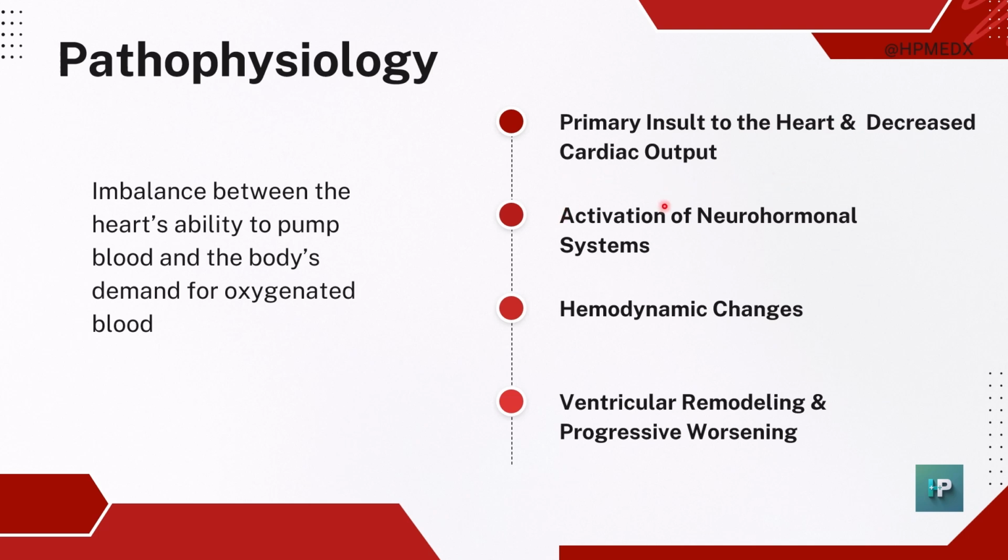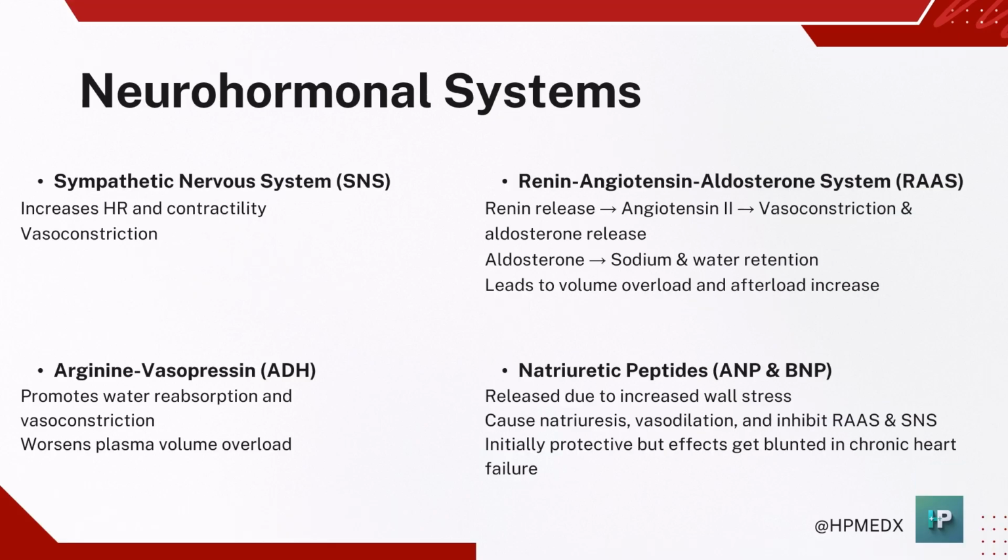And the decreased cardiac output leads to activation of neurohormonal systems, and because of this activation there are hemodynamic changes, and because of all these there might be ventricular remodeling and worsening of disease, and I will be discussing these all in detail. And at first, neurohormonal systems. Here you can see the main thing is the sympathetic nervous system.